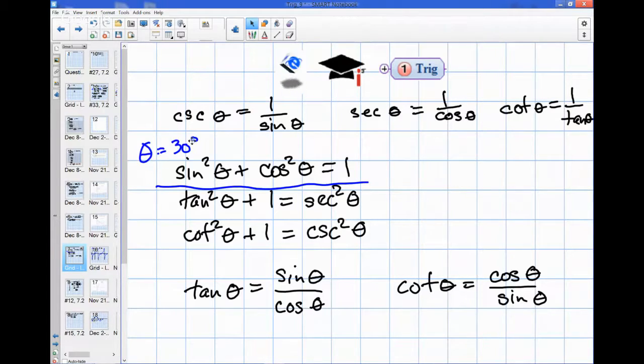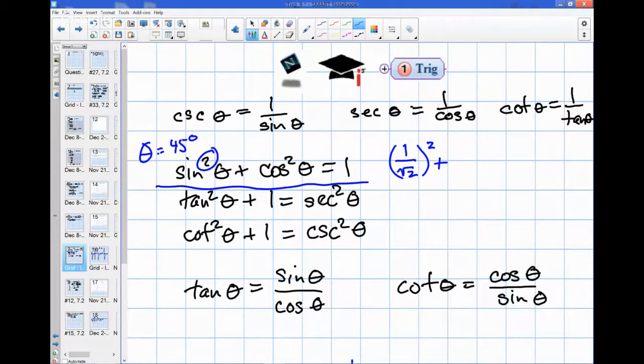Okay, and this time, let's use a different angle. All right, so, I don't know, should we take 45 degrees? Okay, what's the sine of 45? Opposite over hypotenuse, it's going to be what? 1 over the square root of 2. That's the sine of 45, and then, of course, like this says right here, we have to square it.